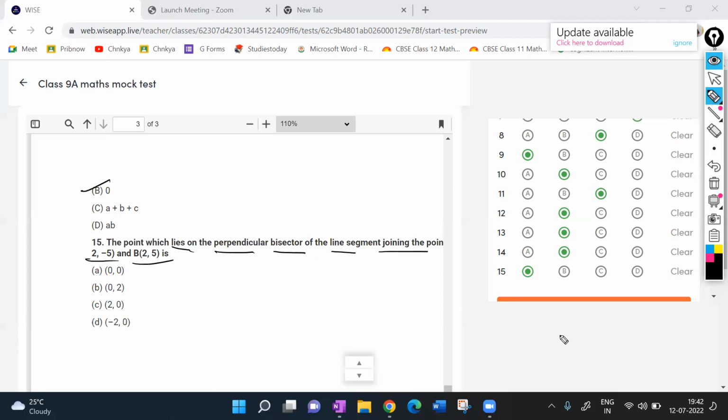The point which lies on the perpendicular bisector of the line segment. Yes, sir. This is the midpoint formula, sir.